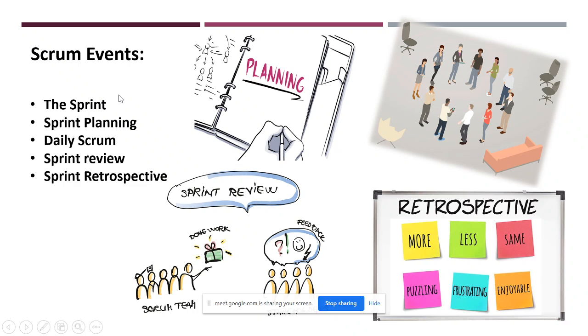Now let's move to the next one. It's sprint planning. In sprint planning, the product owner will conduct a planning meeting. The Scrum Master will be there, and all the development team members or Scrum team members will be there.